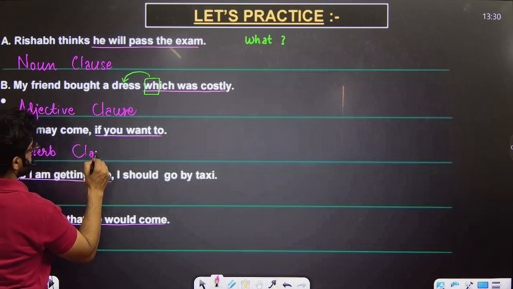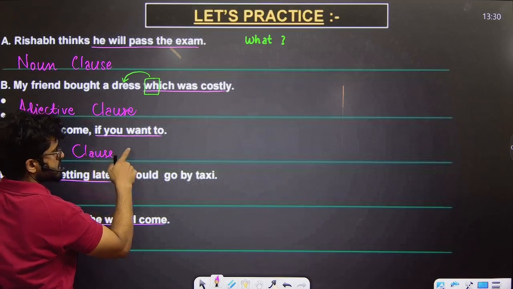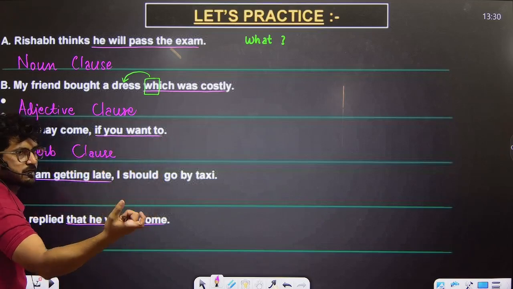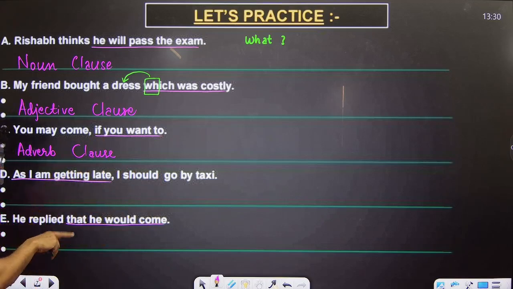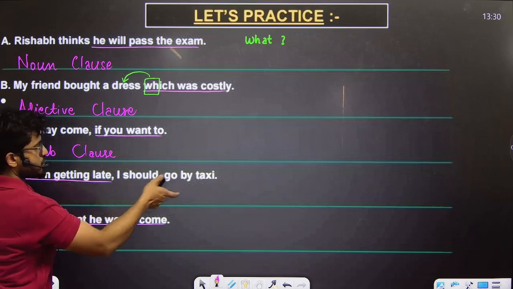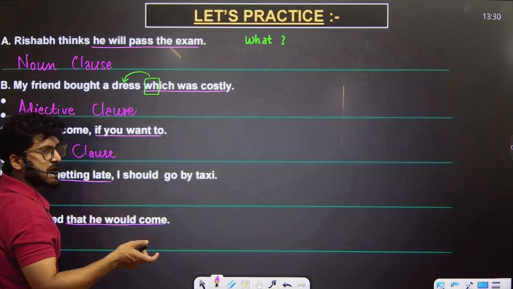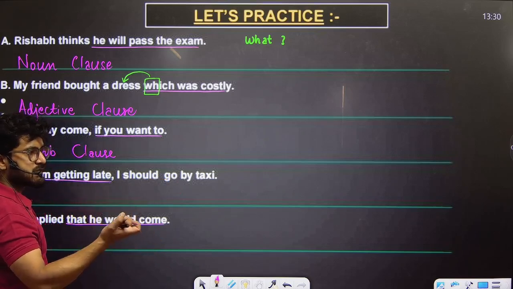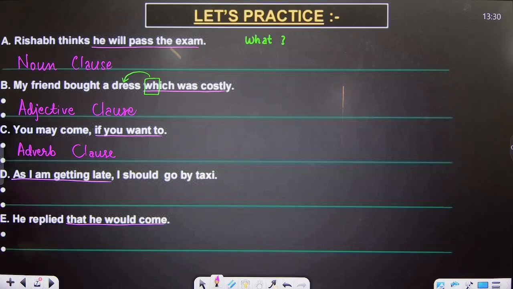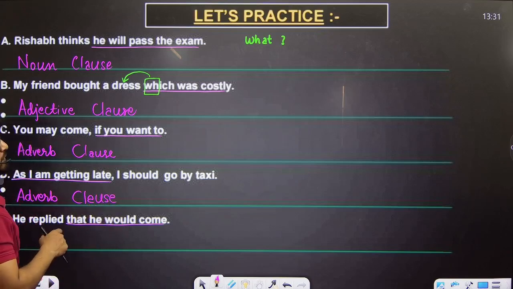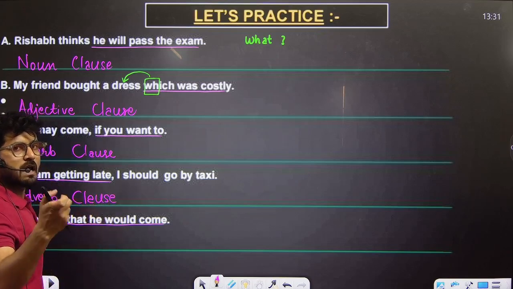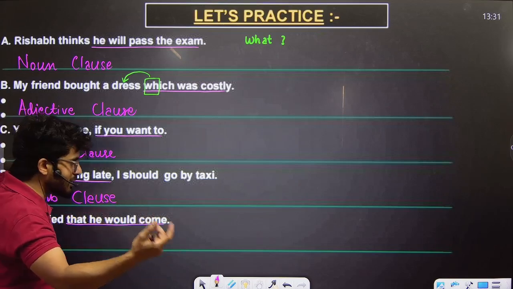And in case of adverb clause, it is adverb clause of condition. If is given, condition. As I am getting late, जैसा कि मैं लेट हो रहा हूं, I should go by taxi, मुझे टैक्सी से जाना चाहिए. तो what is happening, यहां कंडीशन लगे, रिजल्ट है ना. So this is again your adverb clause. और एक आसान तरीका है, that is if you are not having that noun clause, you are not having that adjective clause, it will be absolutely adverb clause.